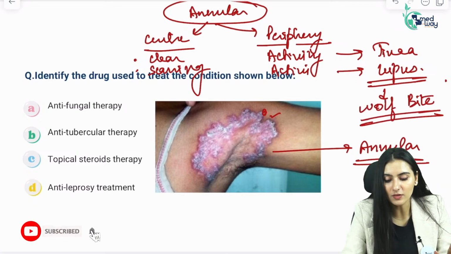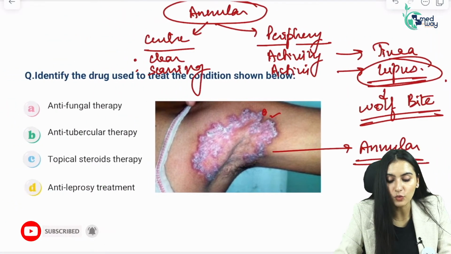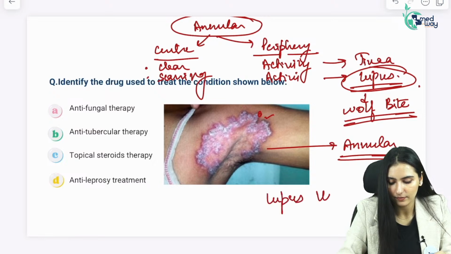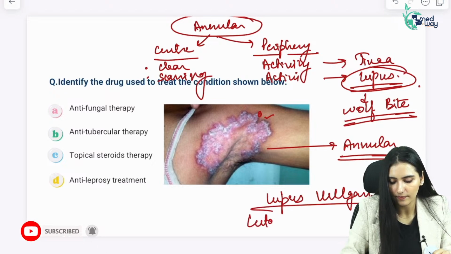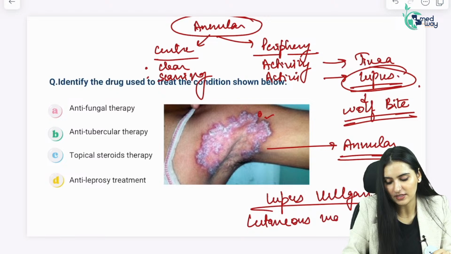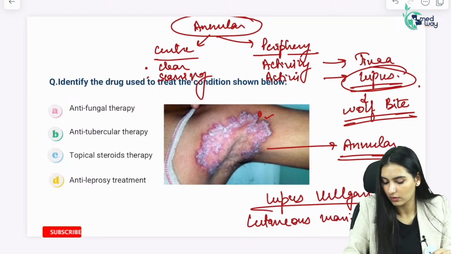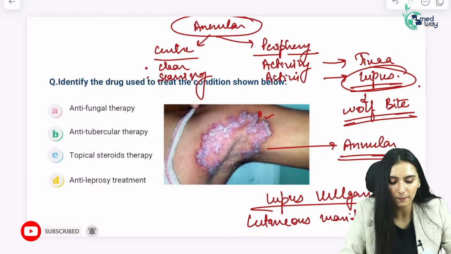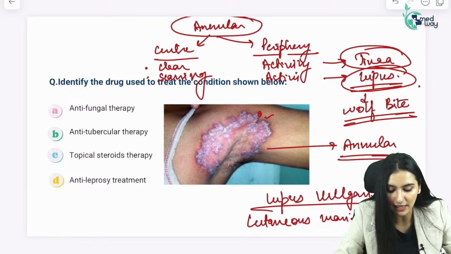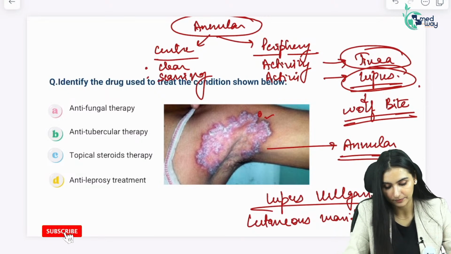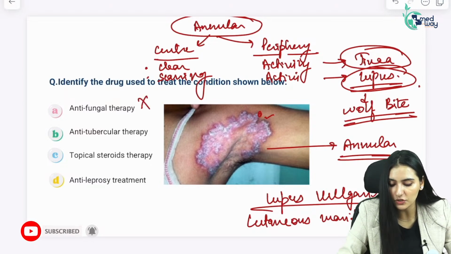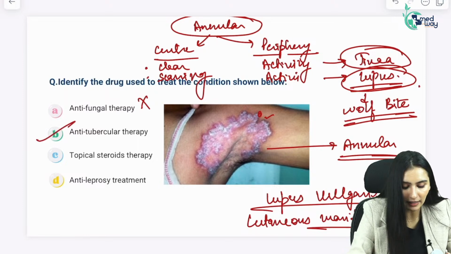Okay. What is lupus? It is basically a cutaneous manifestation of TB, lupus vulgaris. Somebody has said antifungal. No, you guys, again I've told you, why is it not tinea? Because the center is not clear, there is scarring in the center, okay? So that is why it is not tinea, so antifungal is not the answer. It is lupus, which is a cutaneous manifestation of TB, so it is anti-tubercular therapy.